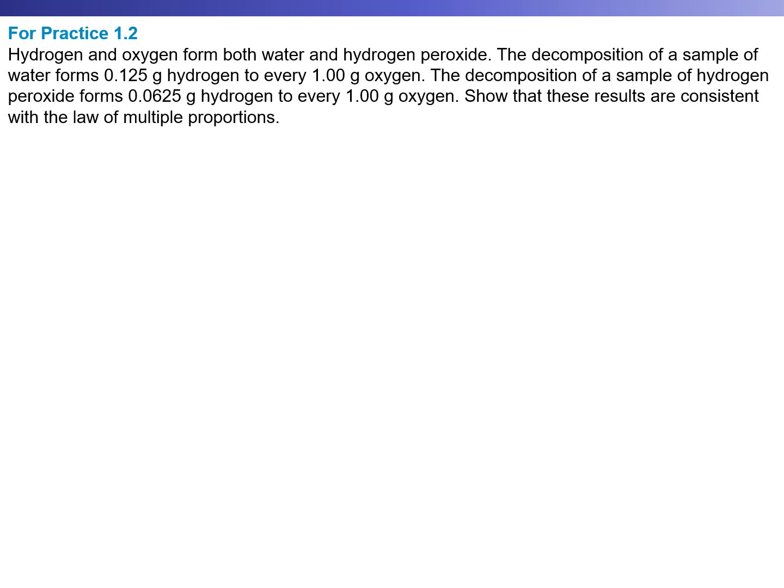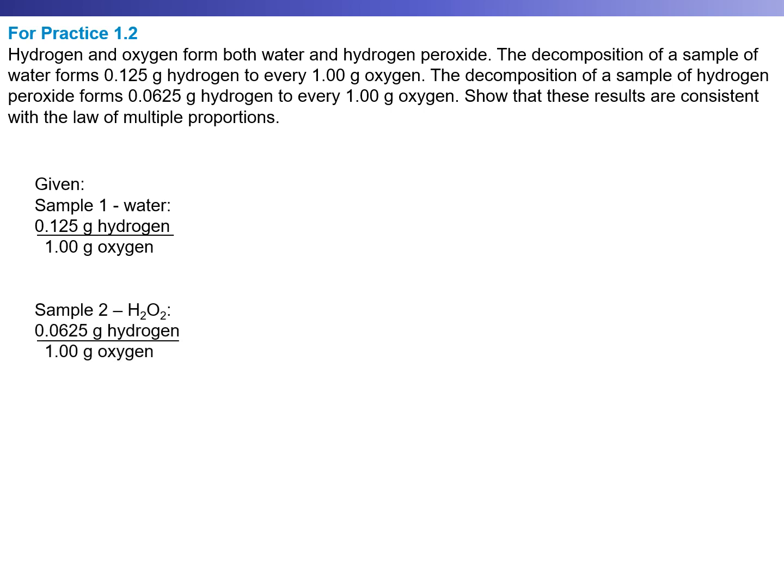So let's get started. So I always like to start by writing down what I'm given. So we're given sample 1 of water. We're going to get 0.125 grams of hydrogen for 1 gram of oxygen. And in our second sample of hydrogen peroxide, we get 0.0625 grams of hydrogen for 1 gram of oxygen. Now, how are we going to set about solving this? Well, what we're really worried about is the hydrogen, because the hydrogen is the variable component between these two ratios. So I could say then that my solution map is going to say the ratio of the mass of hydrogen from sample 1 and the ratio of the mass of hydrogen from sample 2, and I would put it in a fraction, which is basically a ratio.